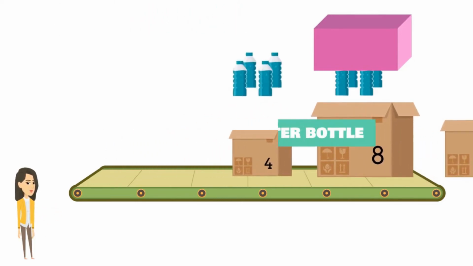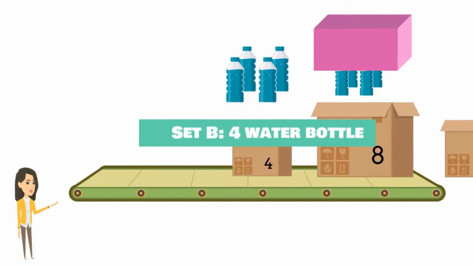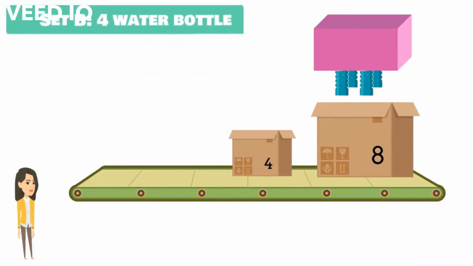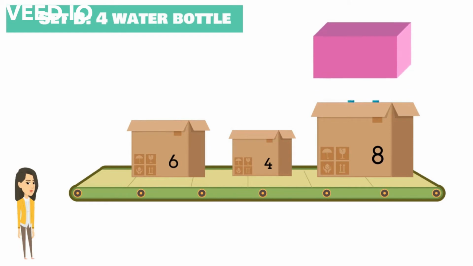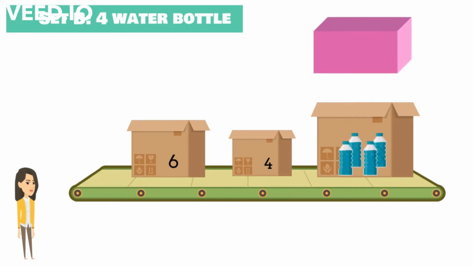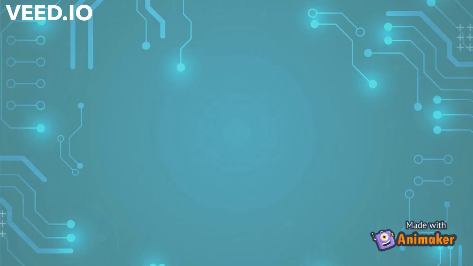Next, the second set of 4 plastic bottles arrives at the machine, and based on the first set's results, the next current box is the box with 8 slots. The machine will be able to detect that this box is suitable to contain these 4 bottles and will insert them into the box.